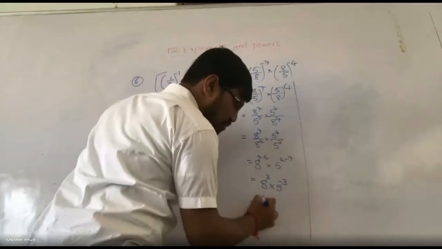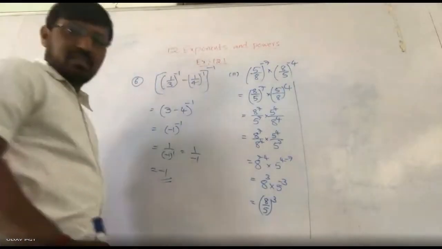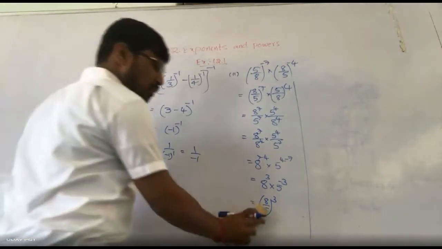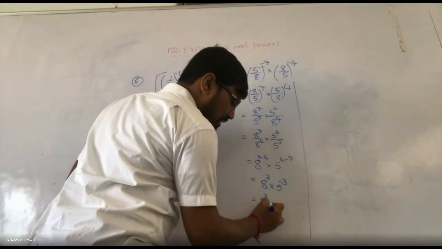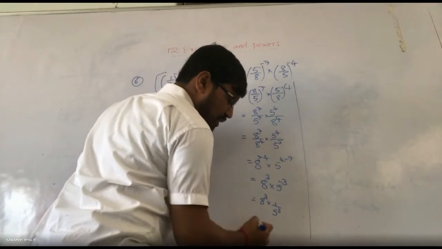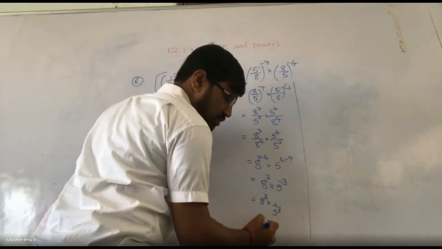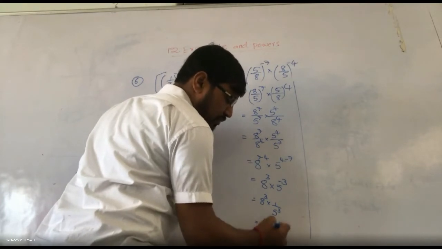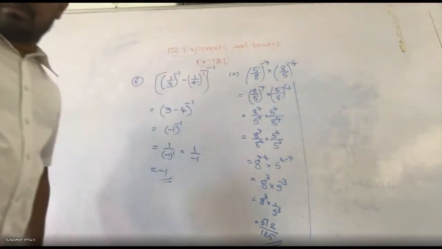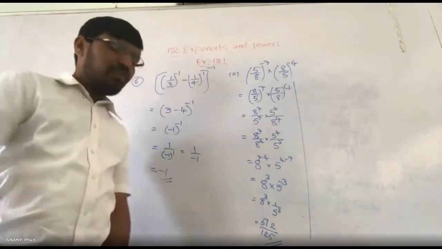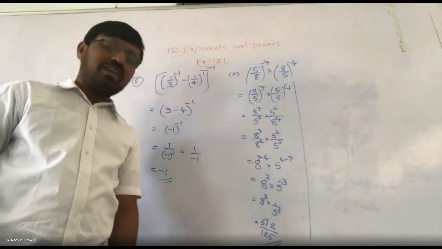(1/5) power 3 can be written as 1 by 5 whole power 3, or 8 power 3 by 5 power 3. 8 power 3 value is 512, and 5 power 3 value is 125.